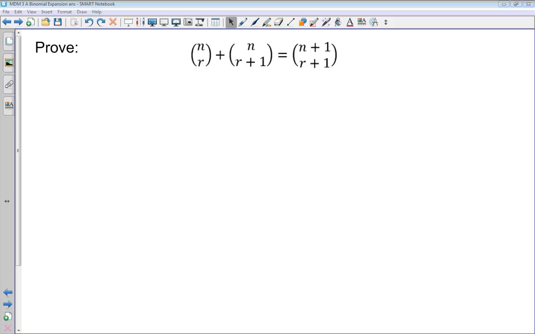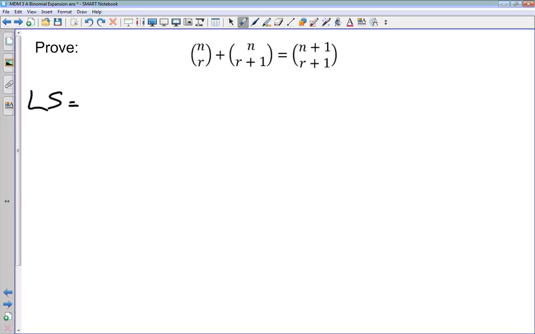So as I've mentioned, there's a connection between Pascal's triangle, Pascal's identity, and combinations. One way of proving Pascal's identity is by expanding it out using the formula for combinations that we have been using thus far in the unit. So let's try to prove this thing here. We'll start with our left-hand side and our right-hand side.